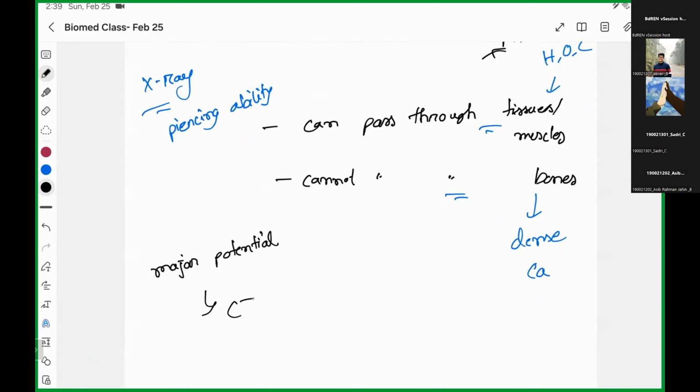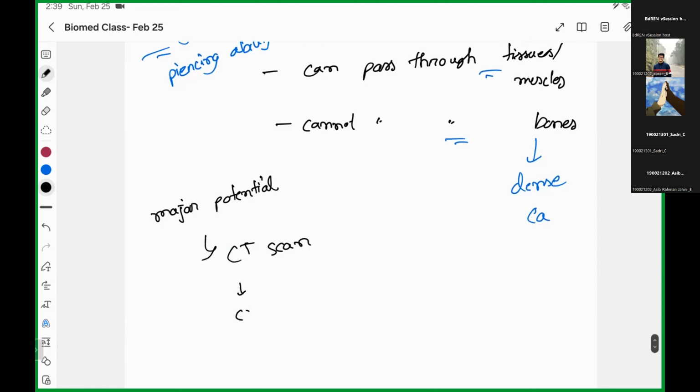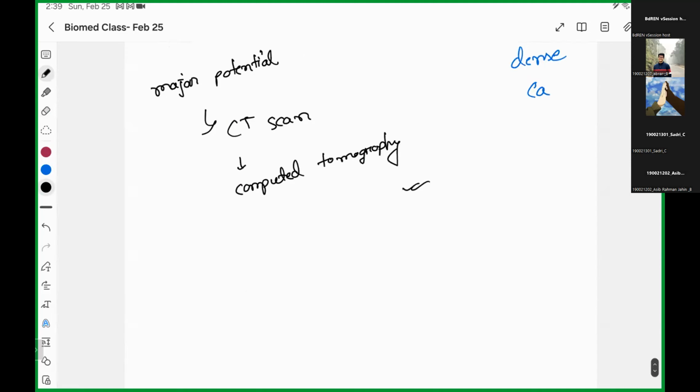Also, very popular is the CT scan. This is a variation of the X-ray imaging. CT means computed tomography, right? Tomography. Computed tomography. So this is a more efficient way of actually performing X-ray images. We'll talk about computed tomography later. So let's try to understand our X-ray.